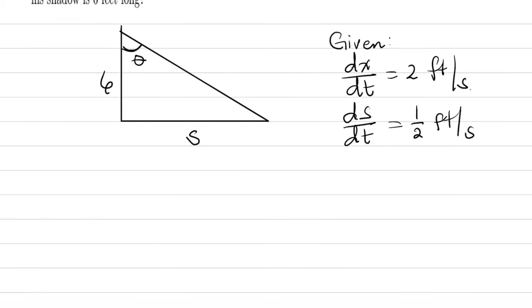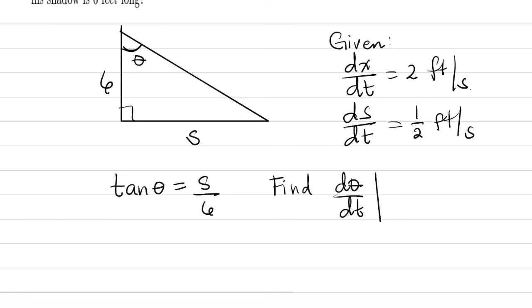Okay, so how do we relate these three variables? Of course, this is a right triangle. Therefore, from trigonometry, we know SOHCAHTOA. So that is what we can use. We can actually use tangent. Okay, so tangent theta is equal to opposite, which is s, over adjacent, which is 6. Okay, so we want to find d theta over dt when s is equal to 6.